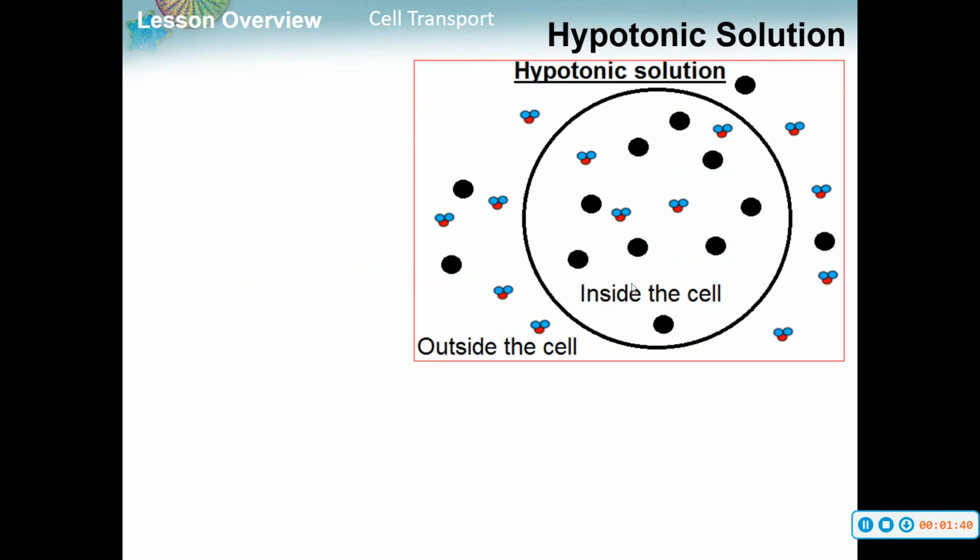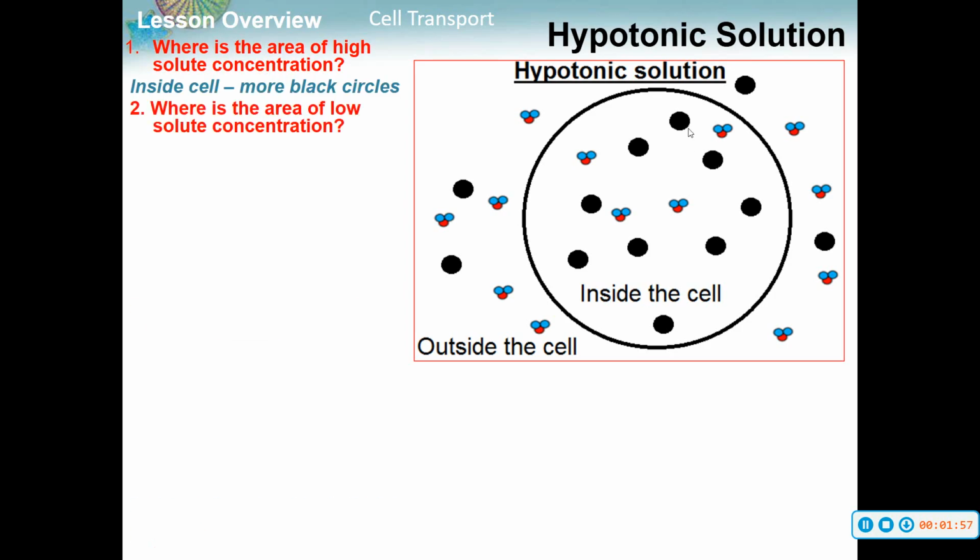Now let's take a look at a different cell, a cell that's put into a different solution. Now it's a hypotonic solution. Remember the solutes are all of the black molecules that are there. Where is there a high concentration of solute molecules? I can see more solutes on the inside compared to the outside. The outside has a low concentration of those solute molecules. So I want you to label where there is more and less solute concentration.